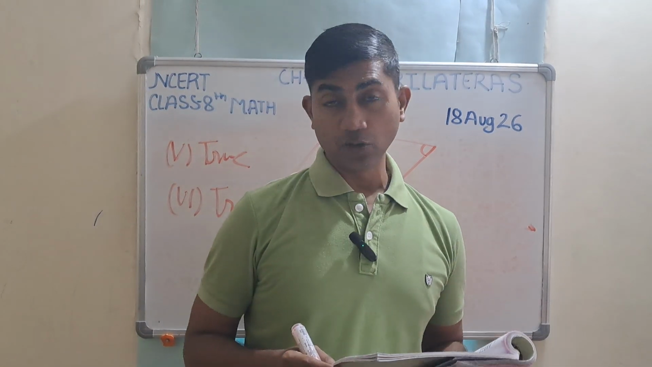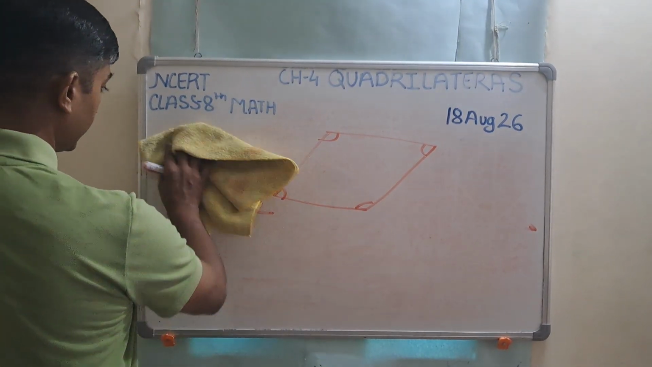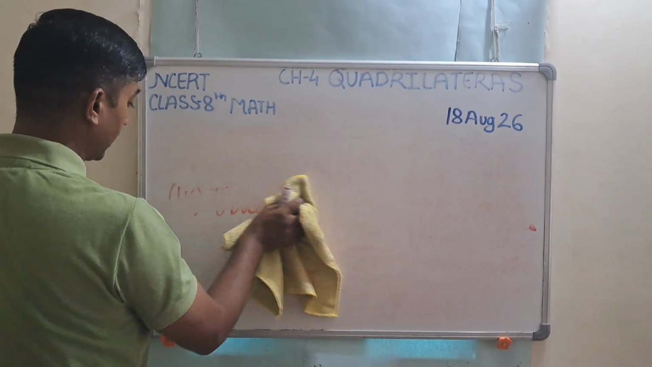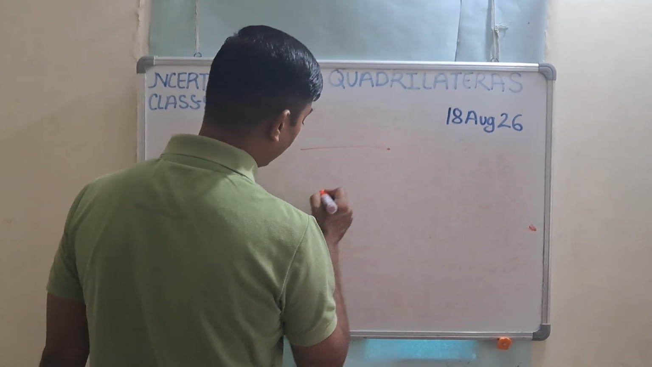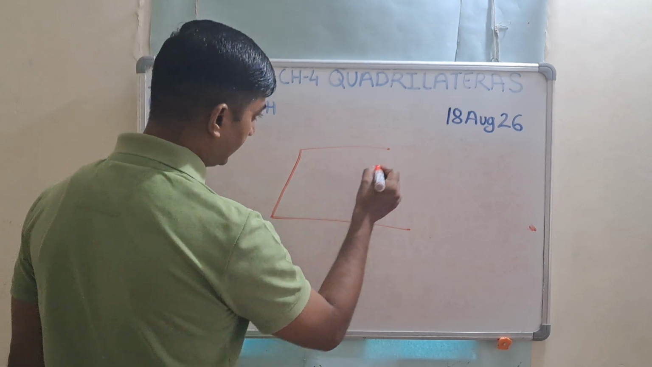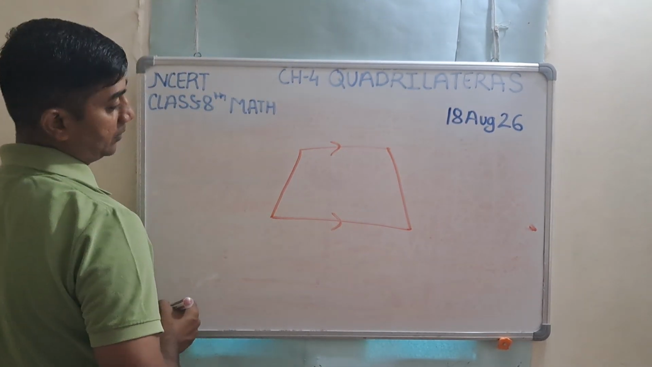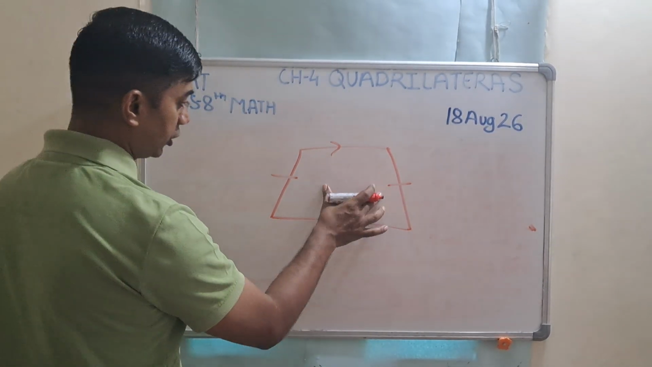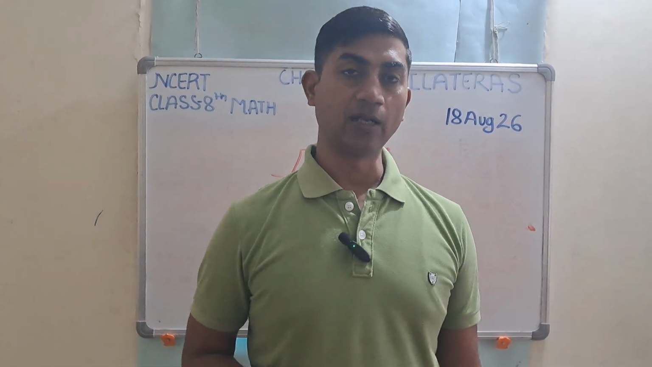Isosceles trapeziums are parallelograms? No. If you remember the diagram of an isosceles trapezium, in a parallelogram opposite sides are parallel, but in an isosceles trapezium, one pair of opposite sides is parallel and the other two sides are of equal length. Understood? These two sides are parallel, and these two sides have equal length but are not parallel, which is the definition of a parallelogram. So an isosceles trapezium is not a parallelogram.